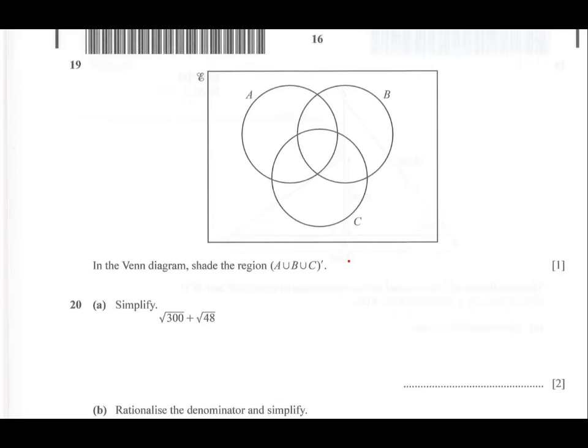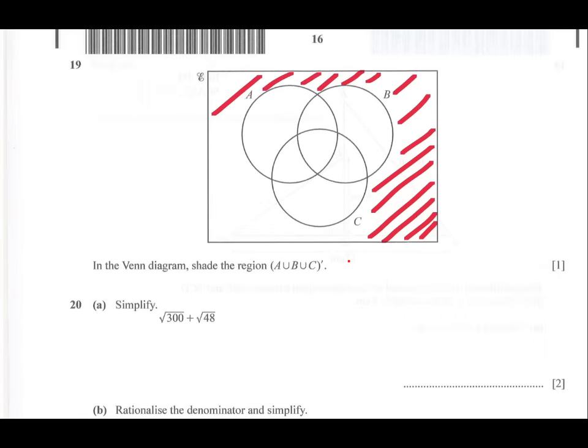Question 19. In the Venn diagram, shade the region A union B union C all dash, the complement of A union B union C. So you have to shade all parts outside the union of A, B, and C. All parts outside the union of A, B, and C. Okay, this is the answer, an easy question.